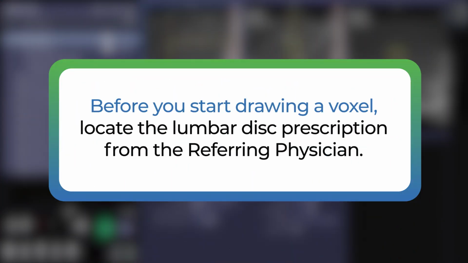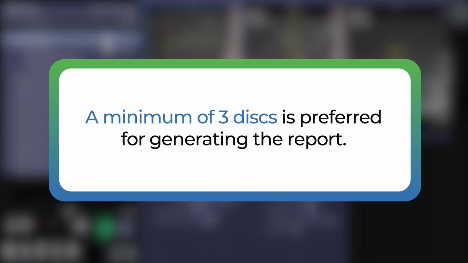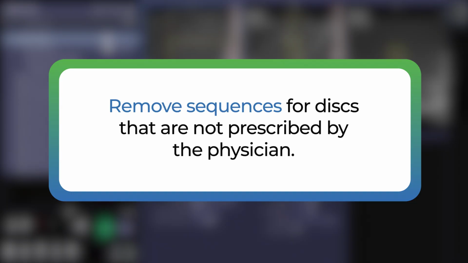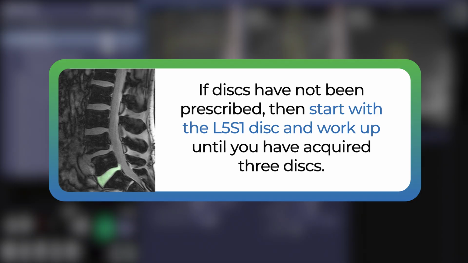Before you start drawing a voxel, locate the lumbar disc prescription from the referring physician. A minimum of 3 discs is preferred for generating the report. Remove sequences for discs that are not prescribed by the physician. If discs have not been prescribed, then start with the L5S1 disc and continue to the next disc above until you have acquired 3 discs.